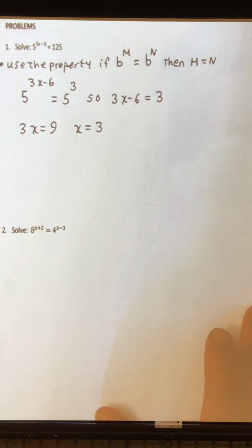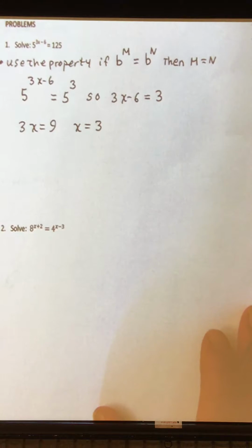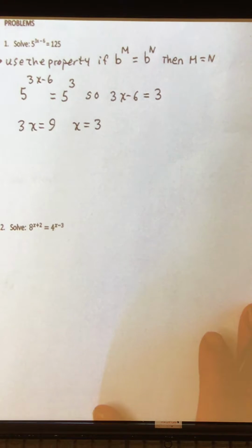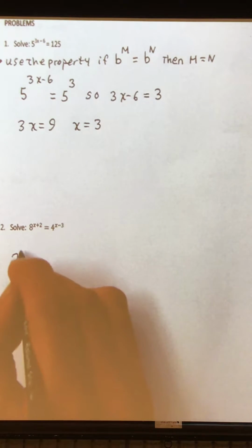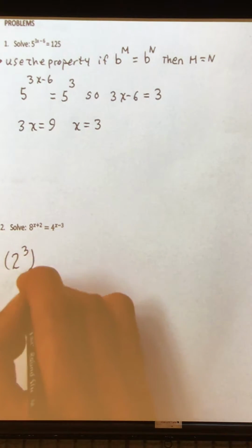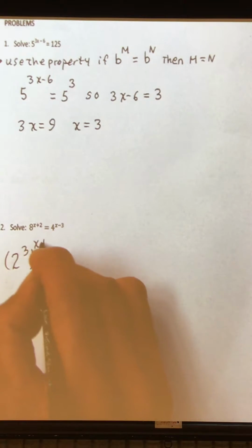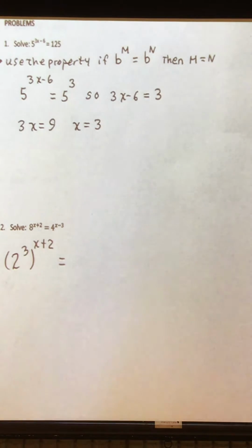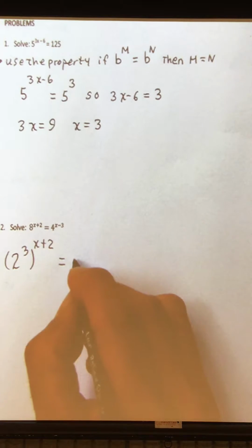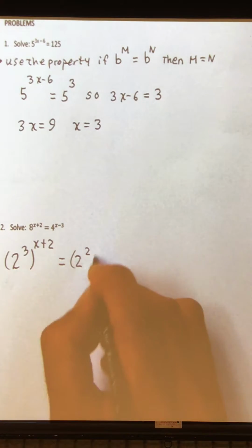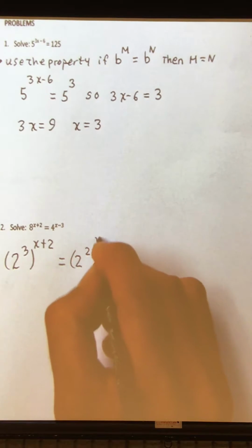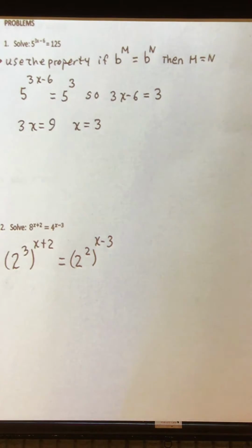Go to problem 2. Solve this exponential. Here we have to write both sides with the same base. So we'll choose a base of 2. 8 is 2 to the third power. So we have 8 raised to the x plus 2 power. And on the other side, we will write 4 as 2 squared. And 4 is raised to the x minus 3 power.